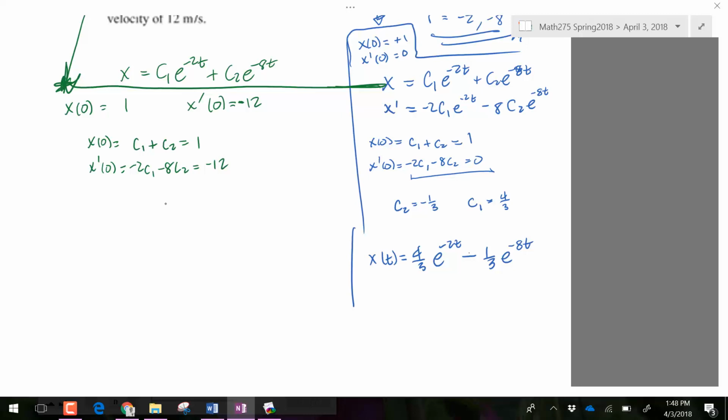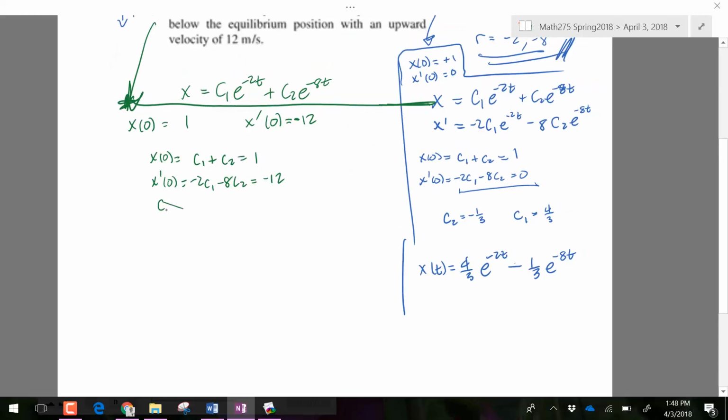If it's overdamped, it shouldn't cross. If it crosses, it'll do something weird. C2 is what? Positive. C1.